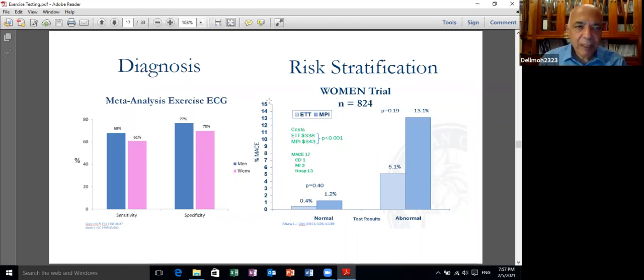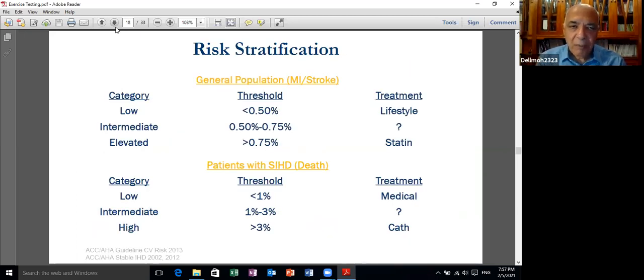So for women, if the ECG is interpretable, the exercise treadmill ECG is still the test of choice. Now we move from the diagnostic value of the test to the risk stratification. It depends on what kind of population you are going to risk stratify.